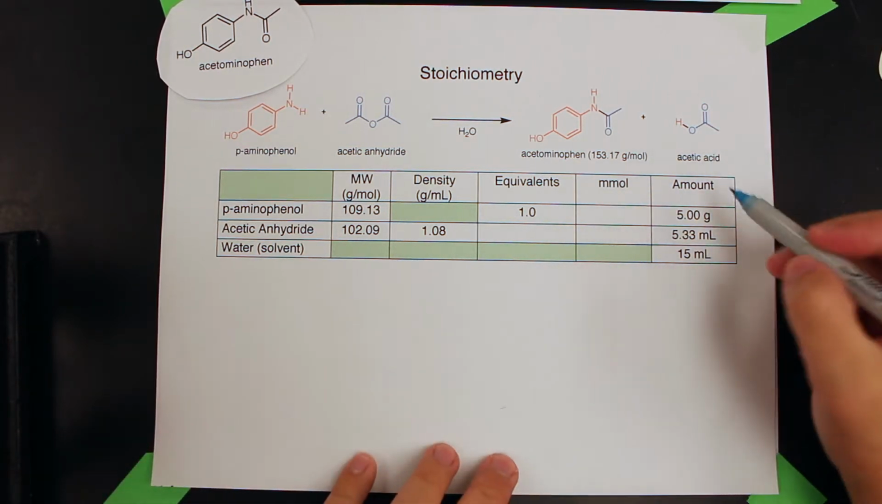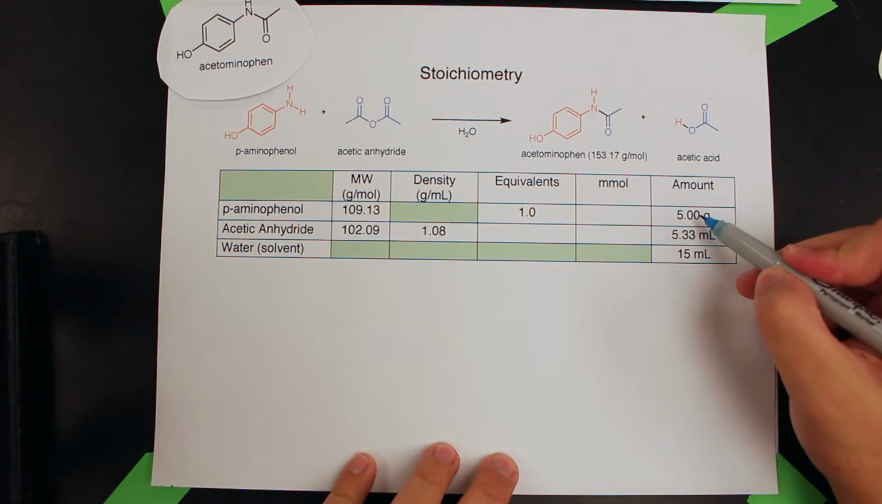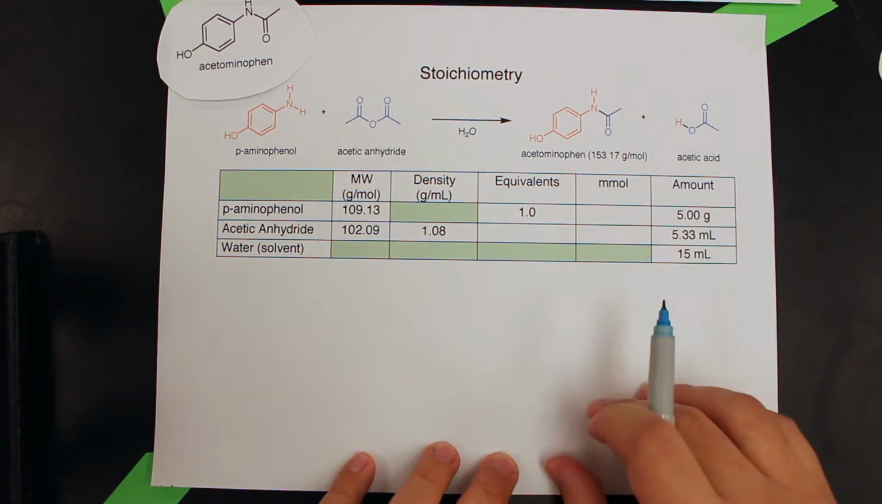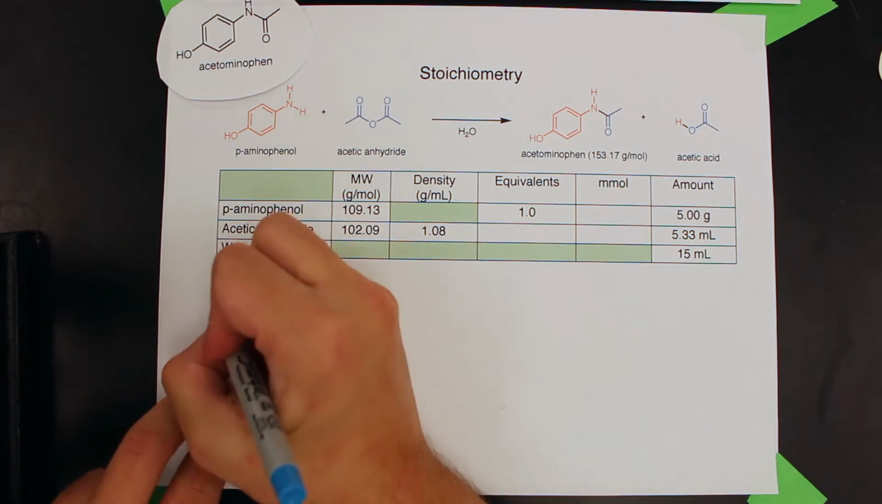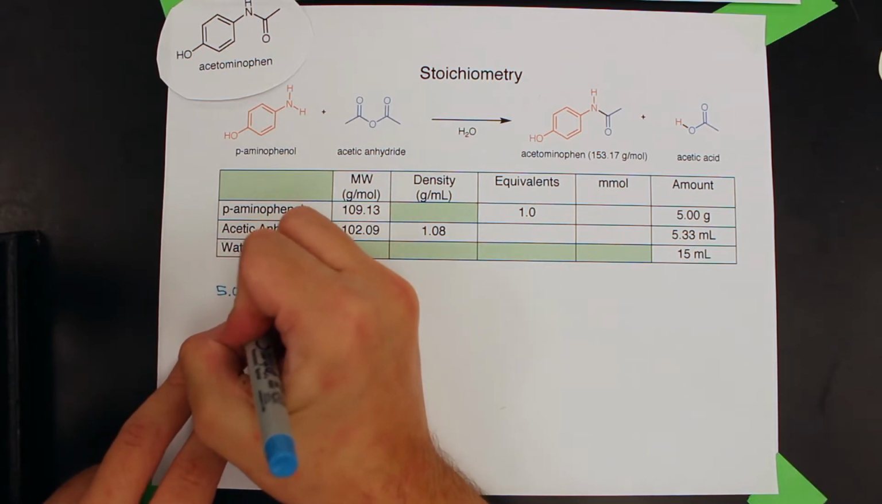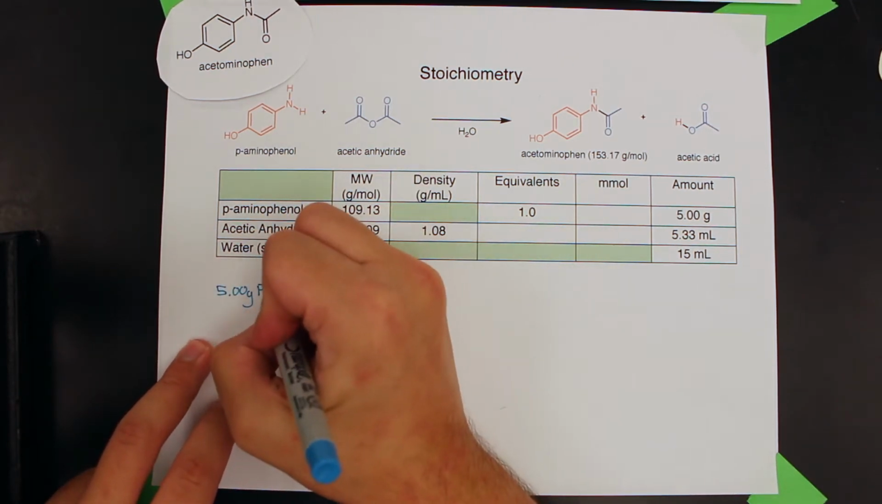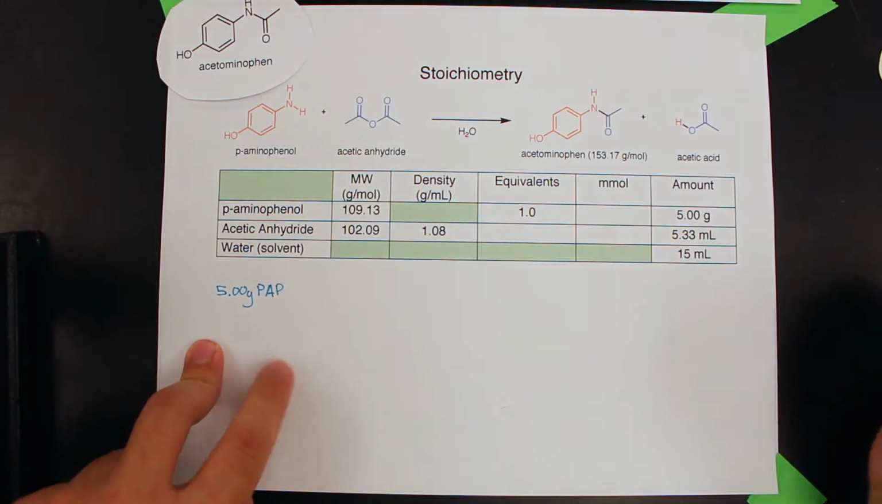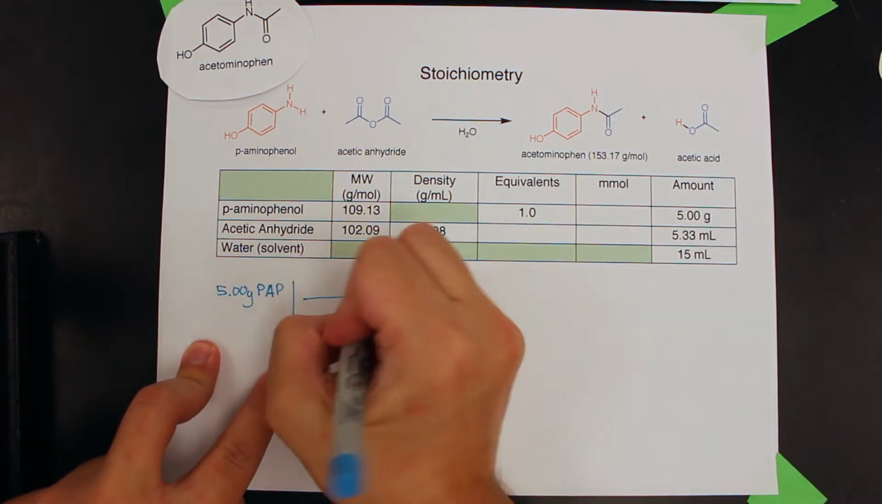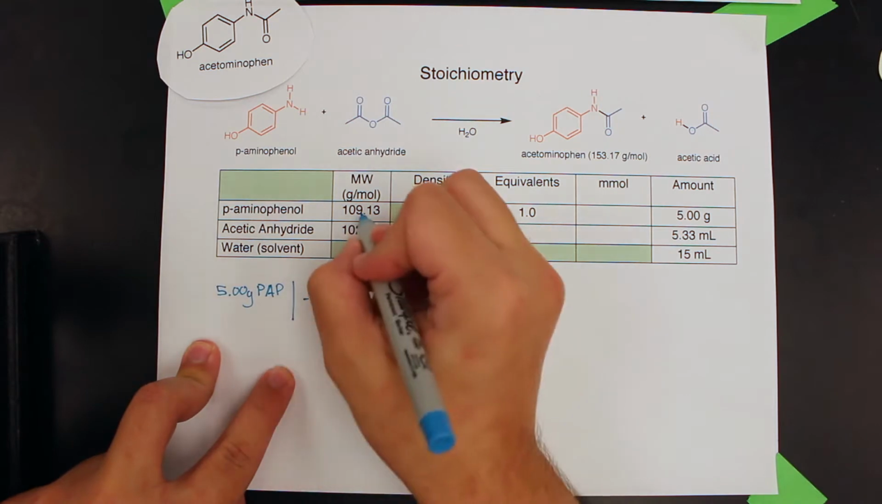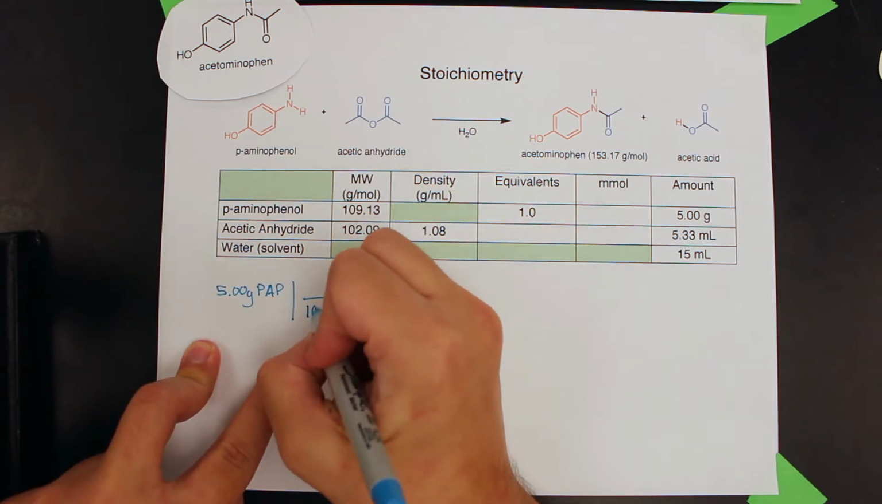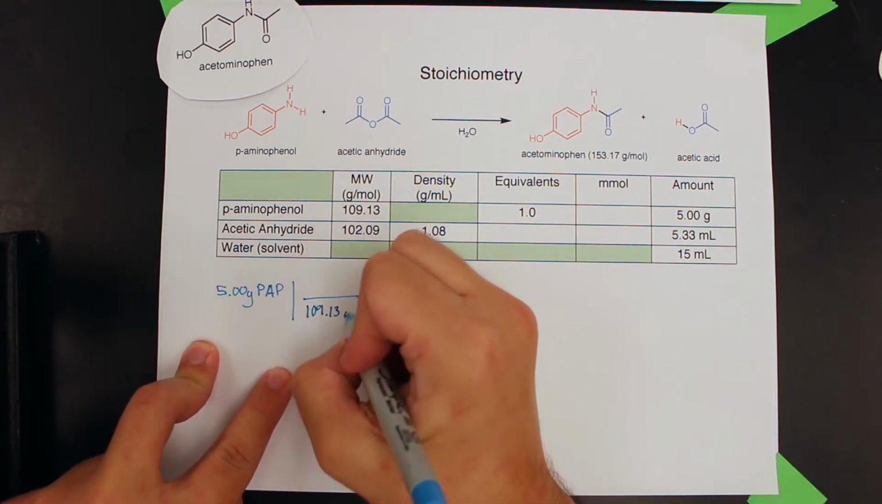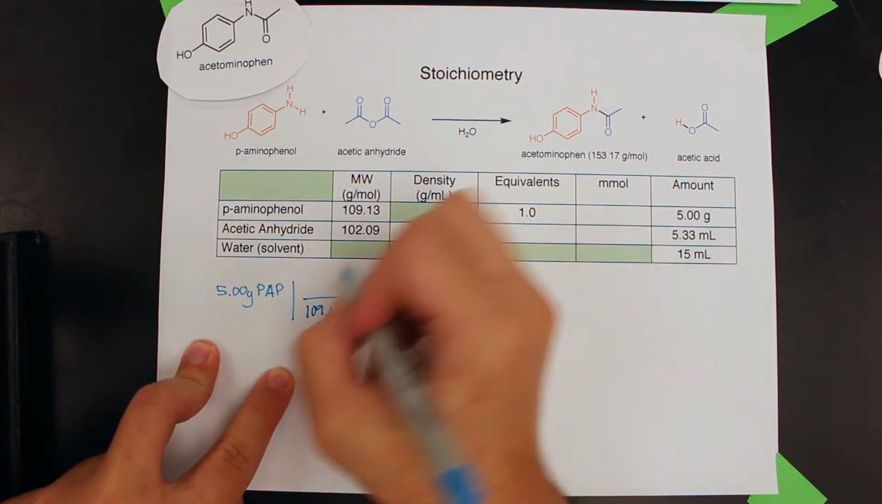So we start with 5 grams of p-aminophenol, which is specified by the procedure in our hypothetical example. So if we have 5 grams of p-aminophenol, which I will abbreviate as PAP, we can convert that into moles using the molar mass, which is provided for you. So there are 109.13 grams of p-aminophenol in 1 mole.